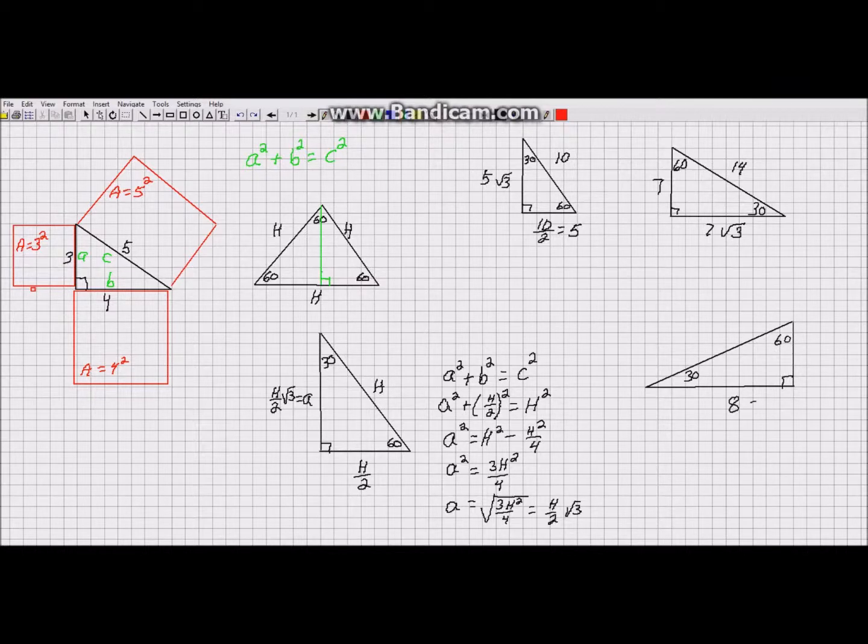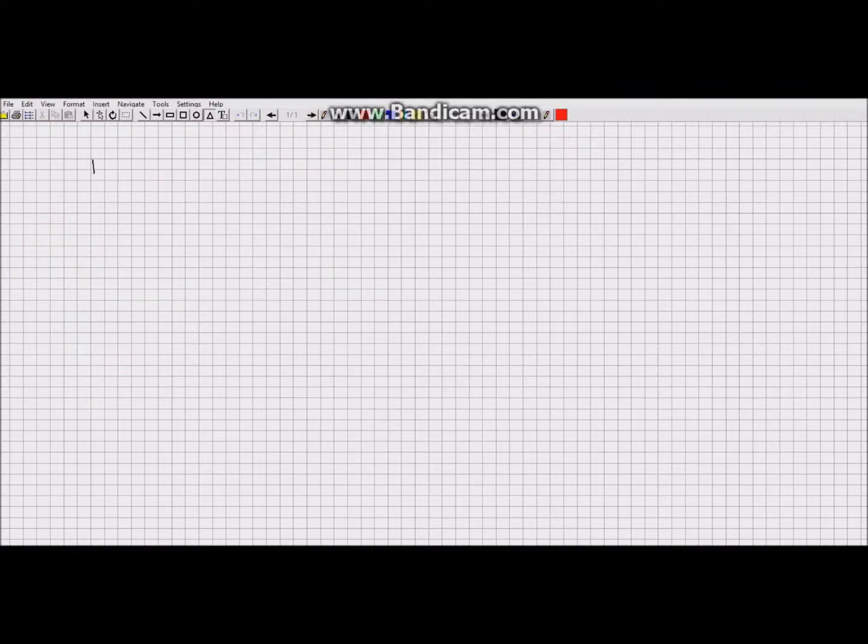And finally, if the side opposite 60 is 8, I can set that equal to half the hypotenuse root 3. Divide both sides by root 3, so half the hypotenuse is 8 over root 3, and multiply both sides by 2. The hypotenuse would be 16 over root 3.